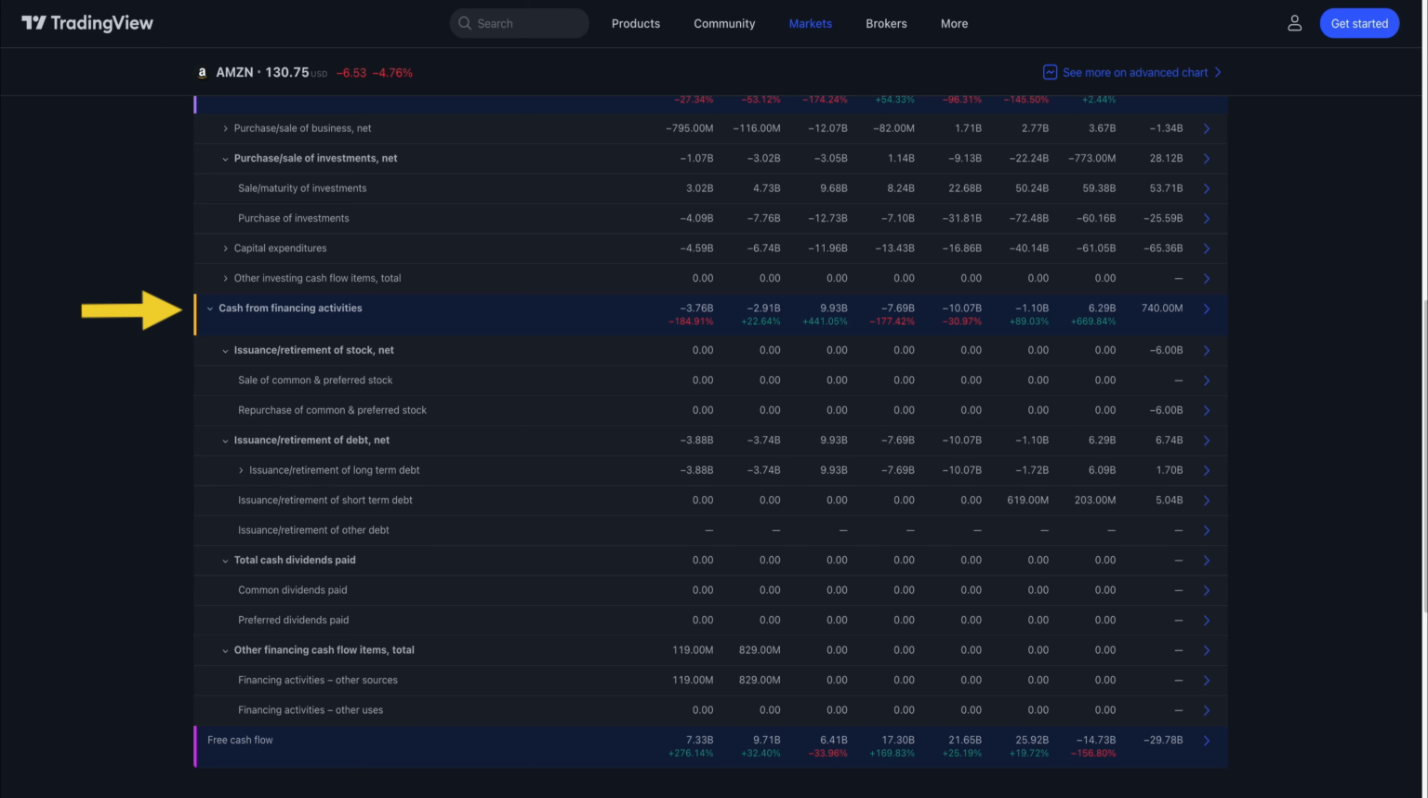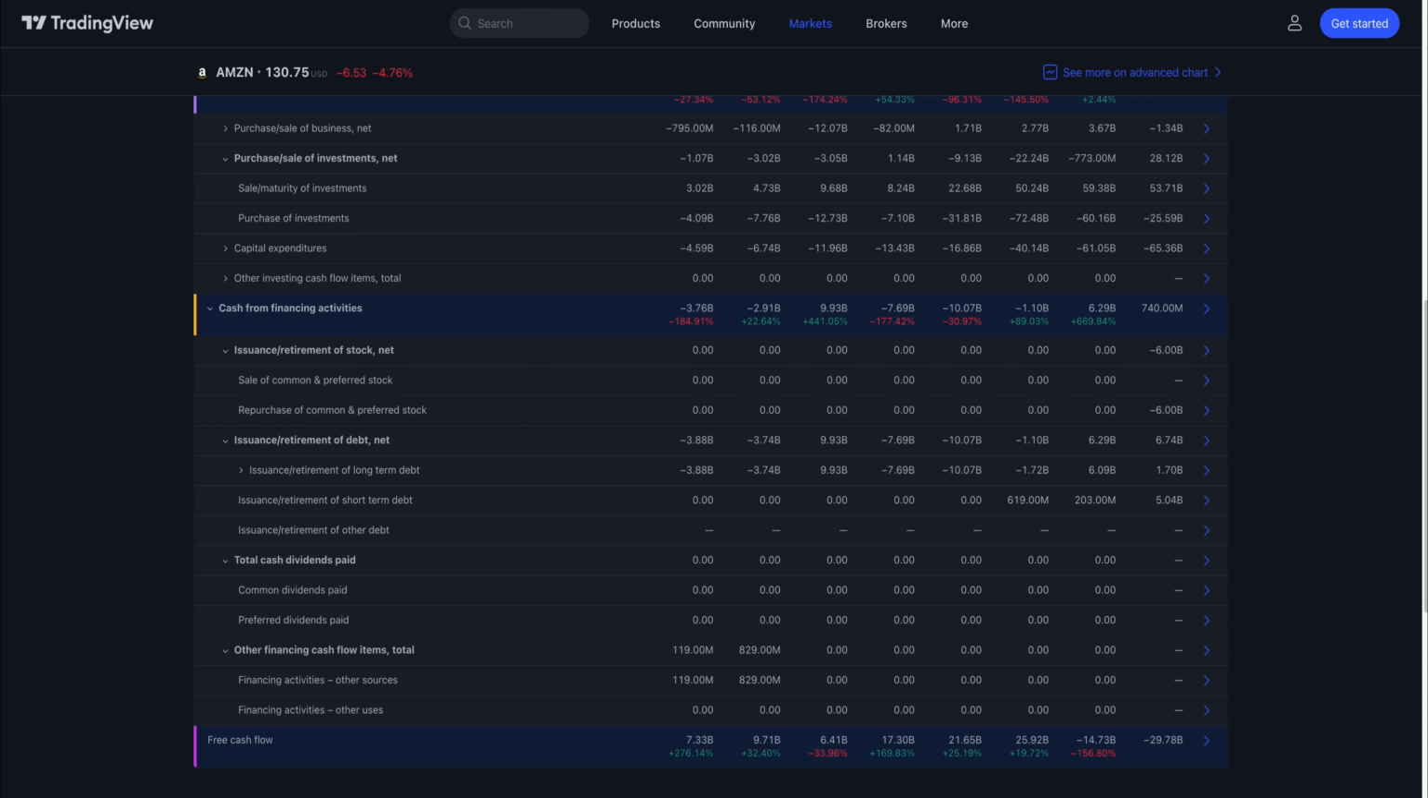The last part of the cash flow statement is the cash from financing activities. These activities are broken down to four subcategories. The issuance or retirement of stock, which represents the net change in the carrying value of common and preferred stock. The issuance or retirement of debt, that represents the net change in the total debt of the company. The total cash of dividends that were paid out, keep in mind that not all companies pay dividends. And last, other financing cash flow items that can generate cash for the company.